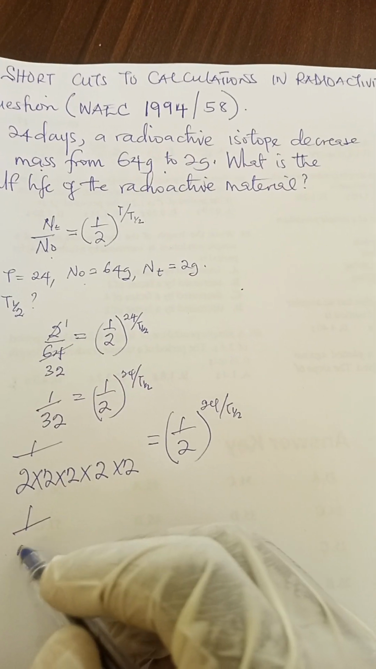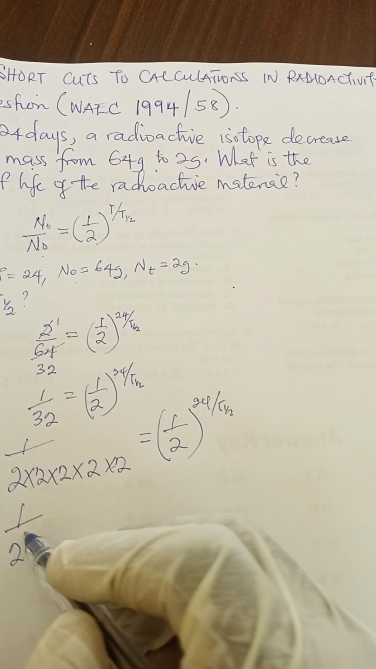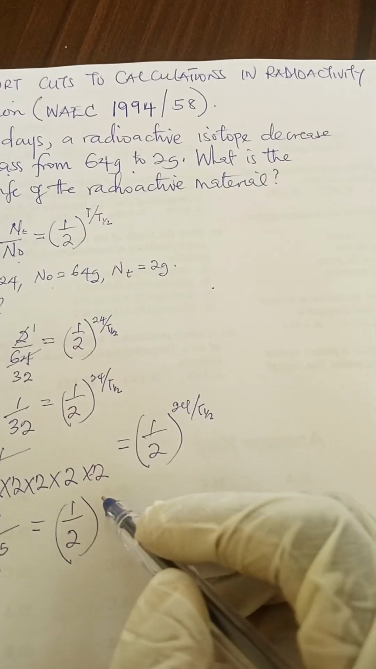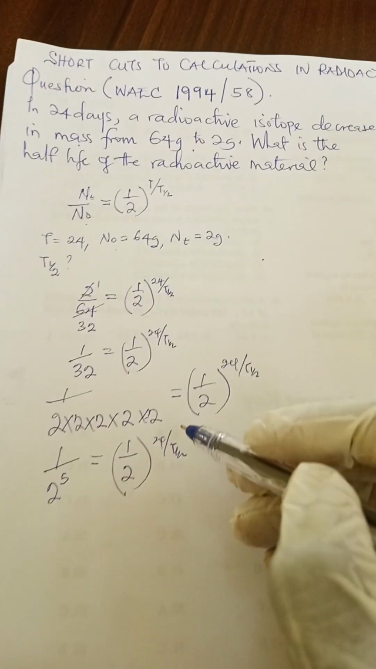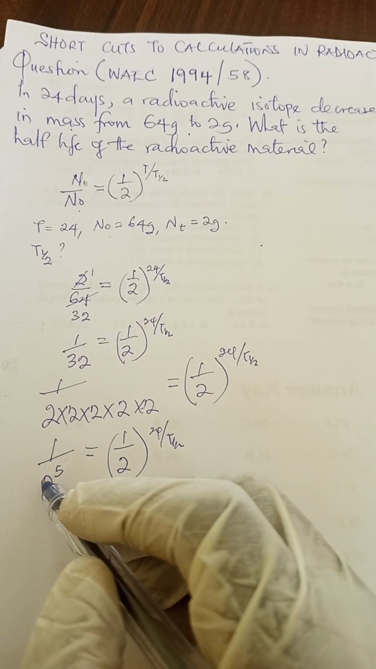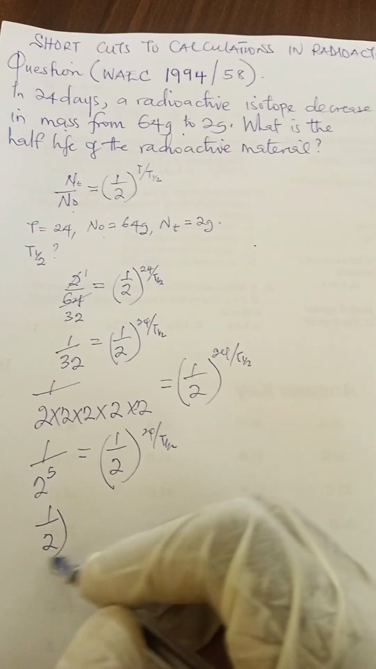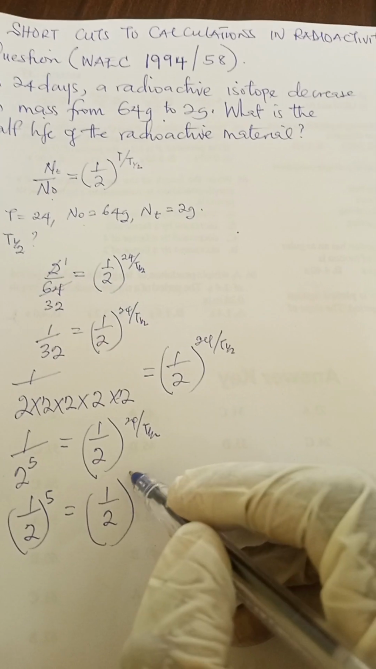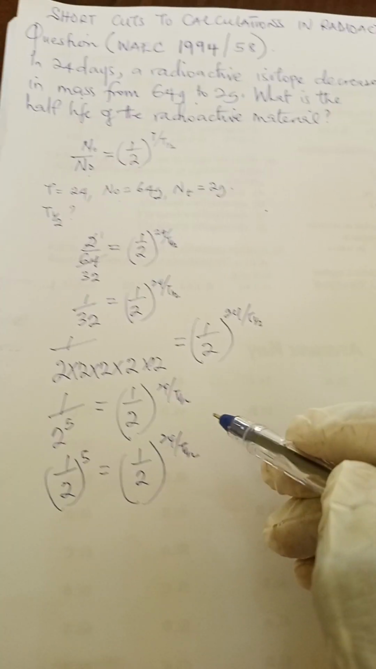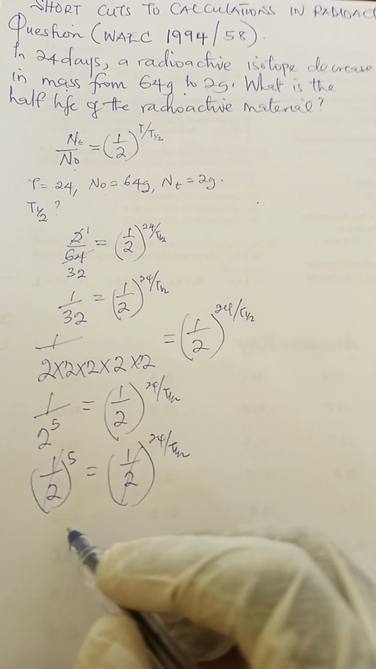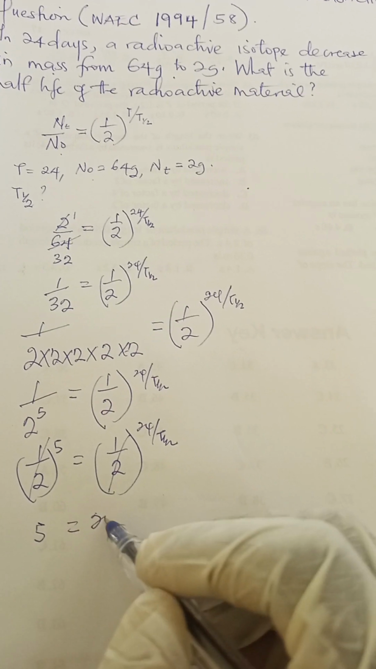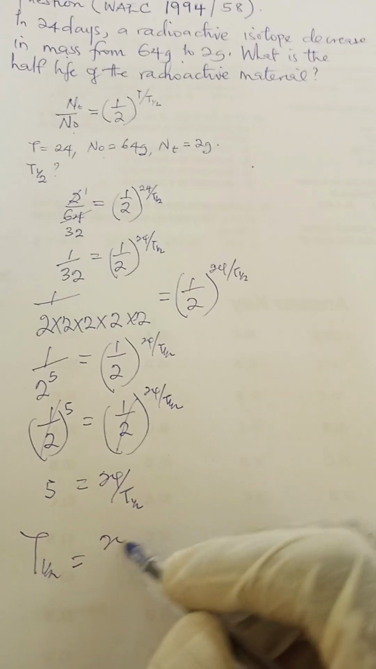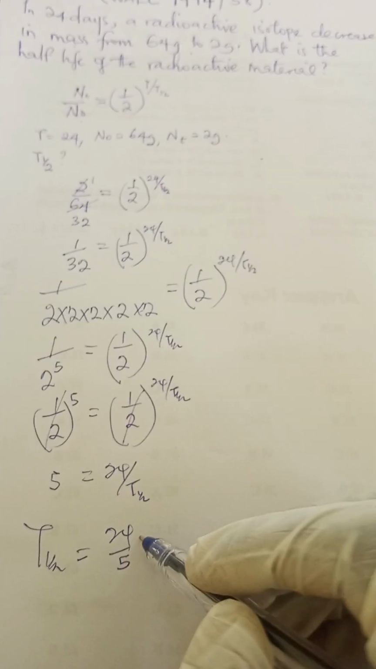So generally I have 1 over 2 raised to power 1, 2, 3, 4, 5. 1 over 2 raised to power 5 equals 1 over 2 raised to 24 over T half. Quite simple. As the bases are the same, the power should drop. You have 5 equals 24 over T half. If you cross and multiply, that means that your half-life is 24 all over 5.